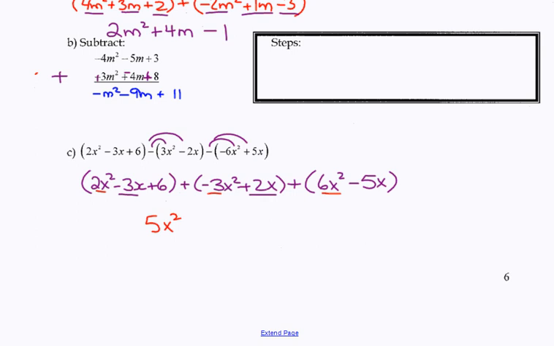Negative 3 plus 2. Negative 1x minus another 5, negative 6x. And then last, we still have the plus 6. He's by himself. There you go. Good job. Okay, the next page, I don't know if we need to cover. We just finished a whole unit on this.